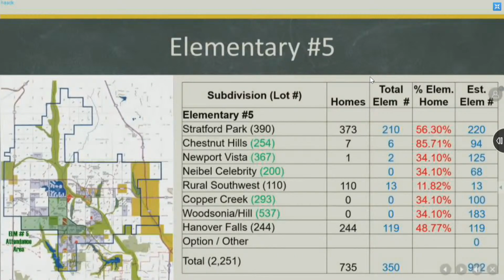Okay? So elementary number 5 at this point in time, you can see a lot of green in terms of development for subdivisions. And thus, we have a lot of assumptions in terms of percentage. We are looking at basically some neighborhoods in the 34, 35 percentile, even though Stratford Park is at 56%. And we're looking at a subdivision that currently, if we took all the students today at Anchor Point, would be 350. If we build out and everything's built out with these assumptions, we're looking at 922.